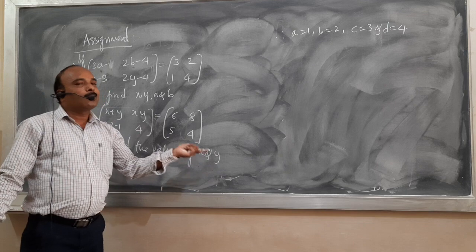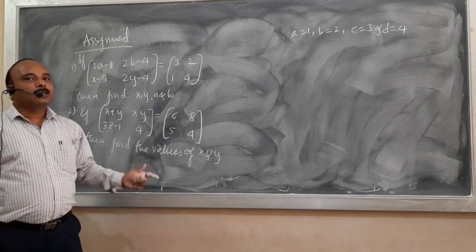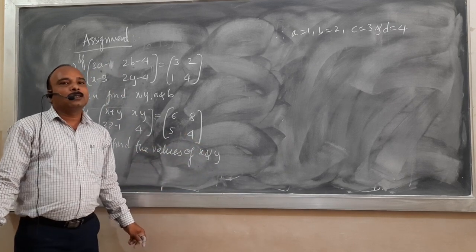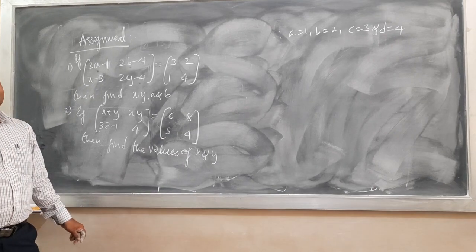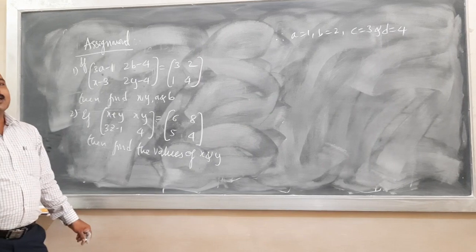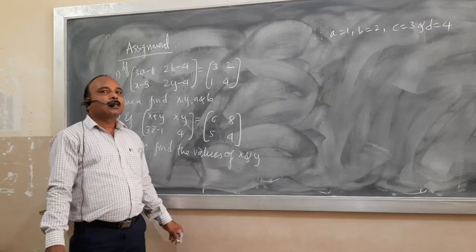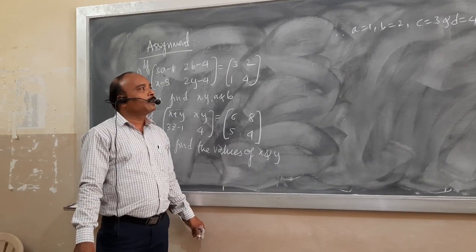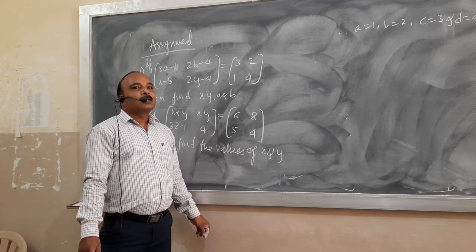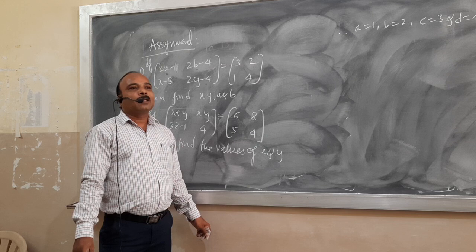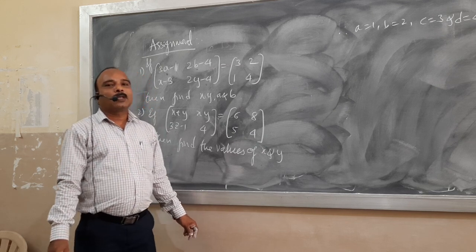Up to this, we have completed the types of matrices, examples on types of matrices and equality of matrices, and solving the examples by using the equality of two matrices. After this we have completed. In the next class we go for the algebra of the matrices or operations of the matrices.